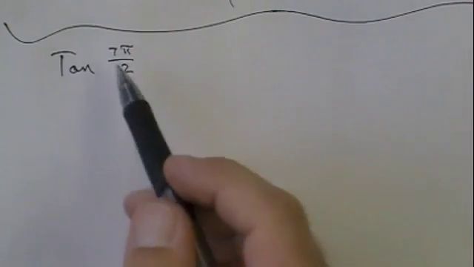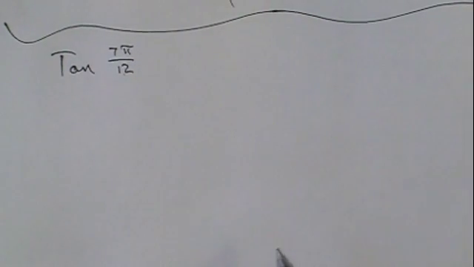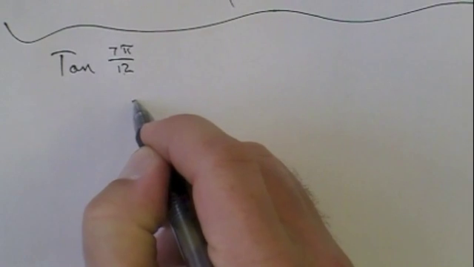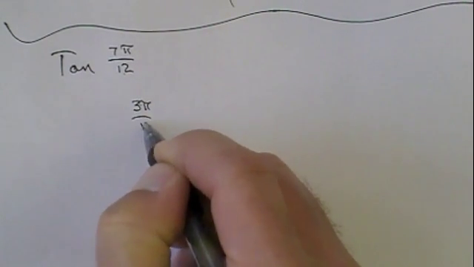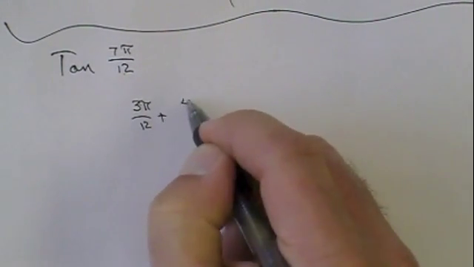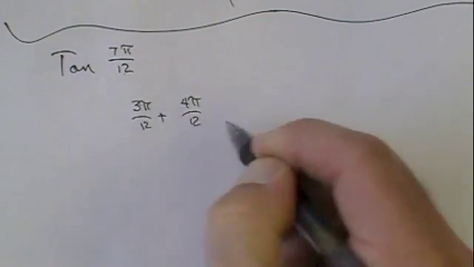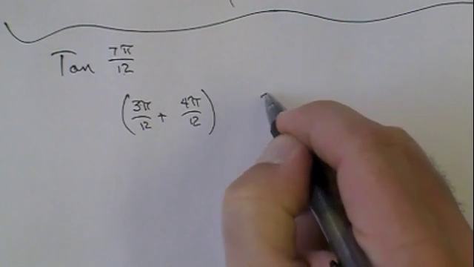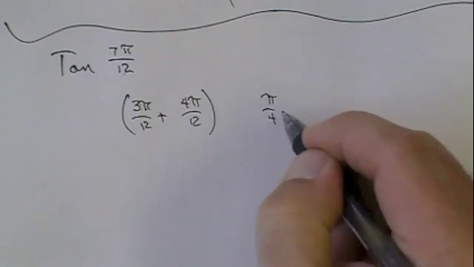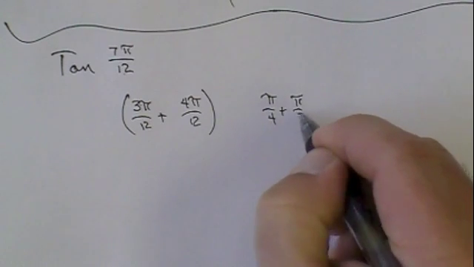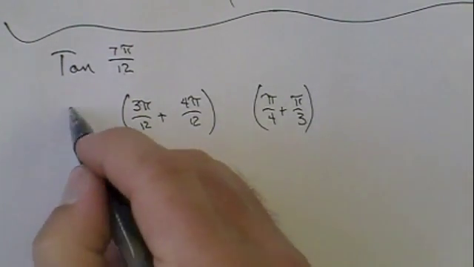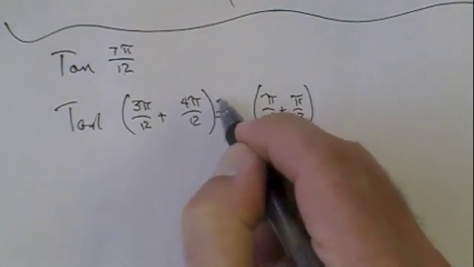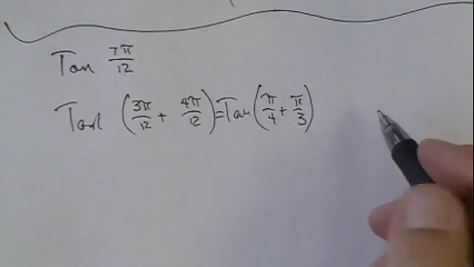For this example, we're taking the tangent of 7 pi over 12. Again, this angle is not on the unit circle. However, 3 pi over 12 plus 4 pi over 12 is equal to that angle, and that would be the same as pi over 4 plus pi over 3. So if we take the tangent of this angle, that's the tangent of these two angles.